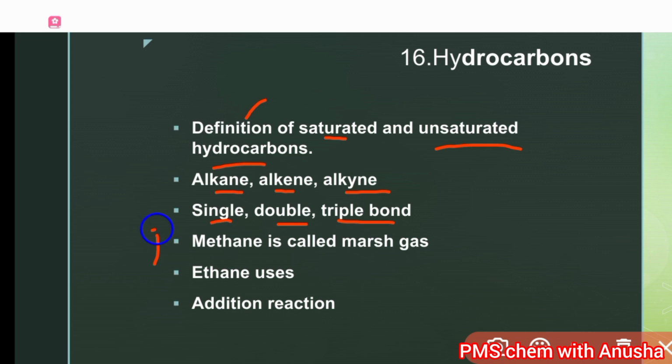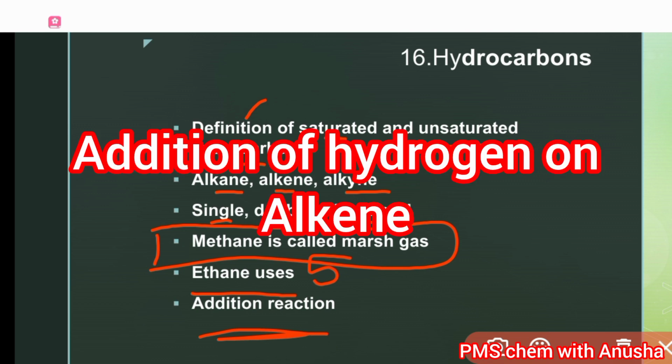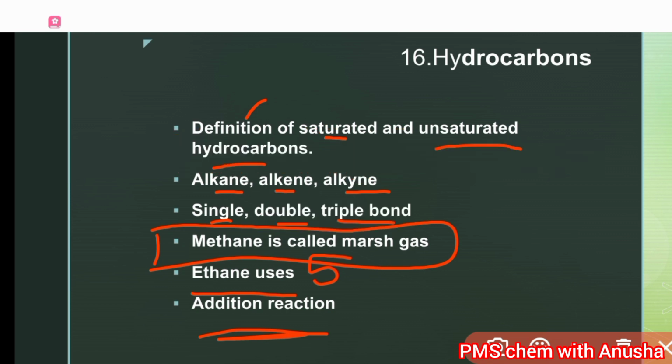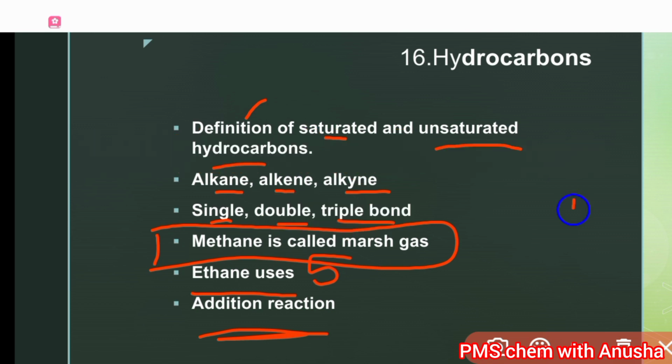Next, reason why methane is called marsh gas. Next, ethane uses. Here you have to study minimum 5 uses. Next, addition reaction. In addition reaction, you have to focus on addition of hydrogen on alkene or addition of hydrogen on alkyne and addition of iodine in methane. Related to this, you have to study. Just focus on these 3 addition reactions.